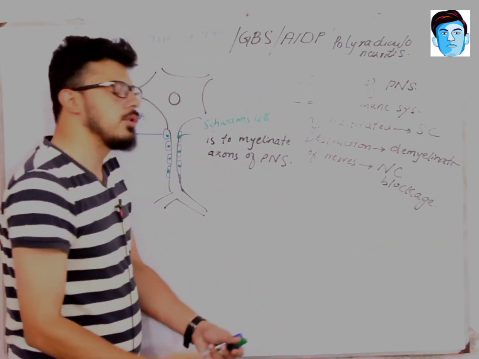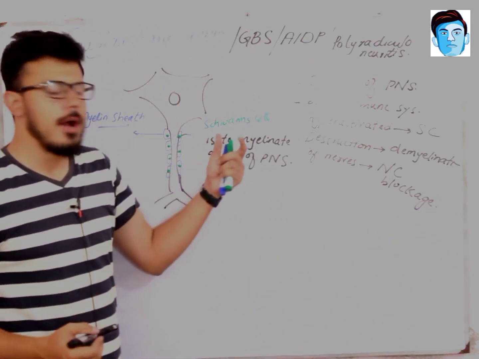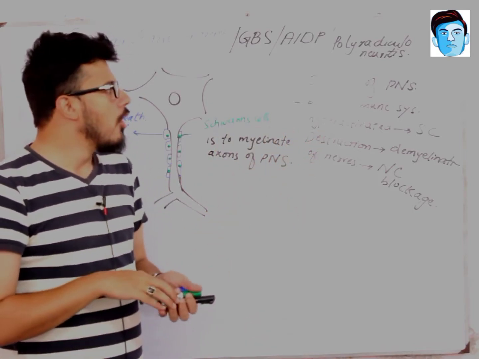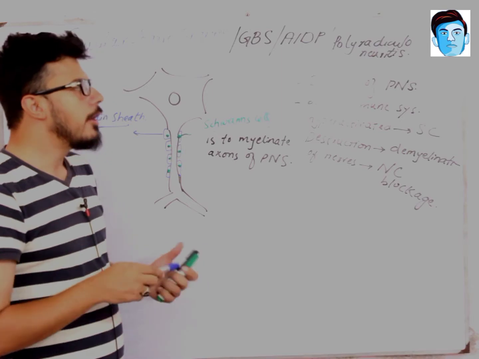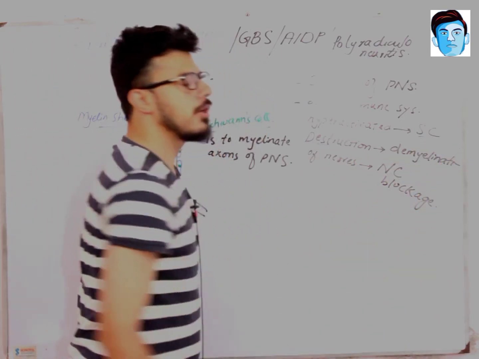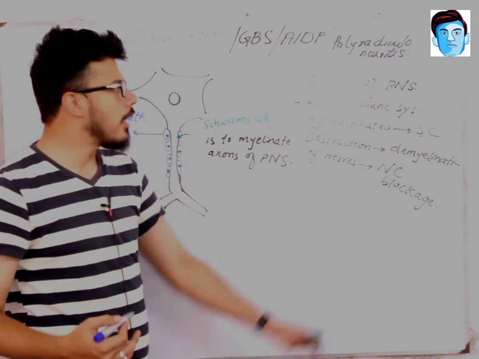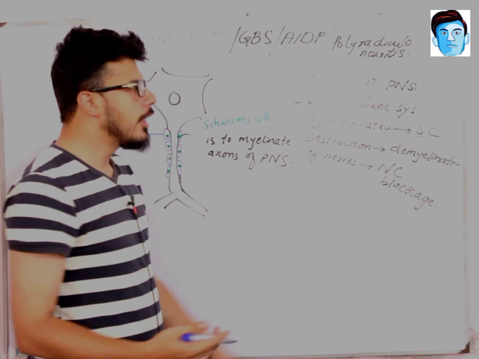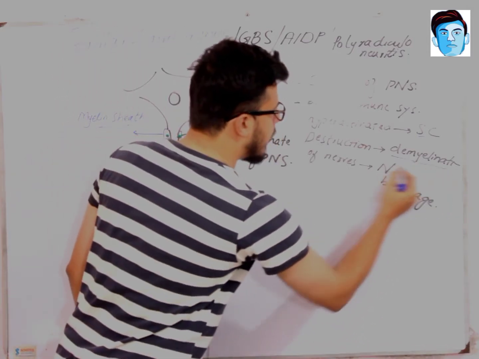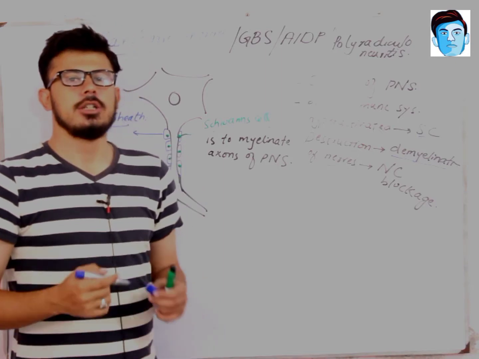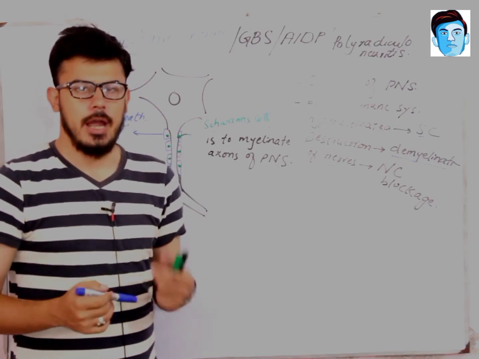Now, actually, the immune system is hyperactivated in GBS, which leads to Schwann cell destruction. The major function of the Schwann cell is myelination. Here, if the Schwann cell is destroyed, it leads to segmental demyelination of nerves, and as a result of that, nerve conduction is hampered.